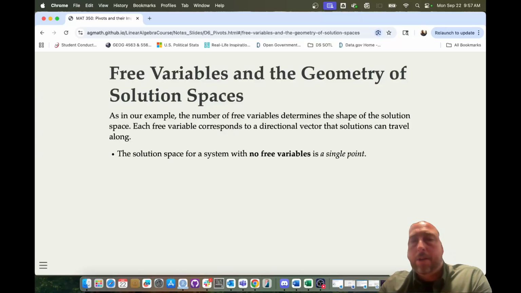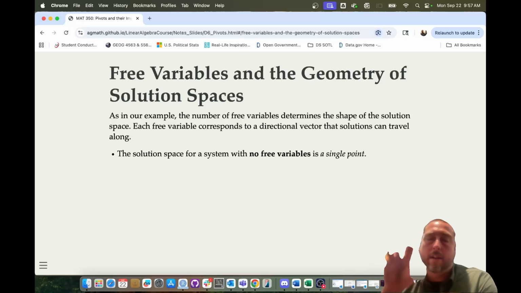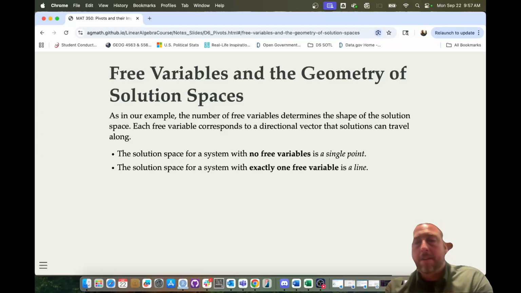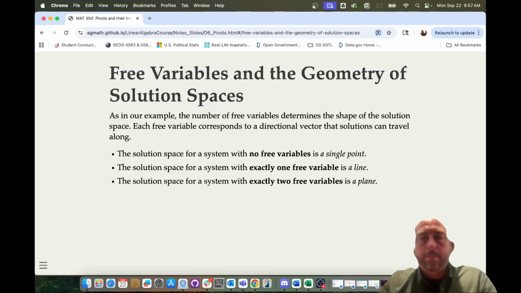And so a solution space for a system with no free variables at all is a single point. I have a point and I can go nowhere. The solution space for a system with exactly one free variable is a line. I have a point and I have a direction that I can travel in. And remember that scaling a vector by a positive number travels in its direction, but scaling a vector by a negative number travels in the direction exactly opposite of that vector. And so that does really trace out a full line.